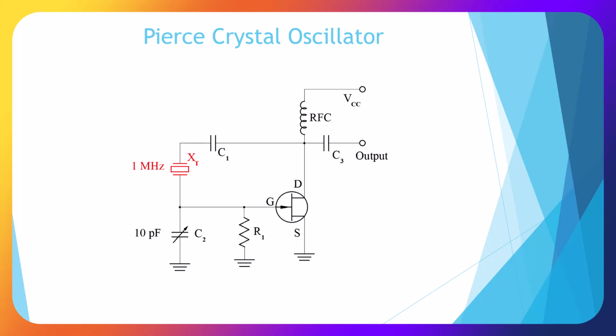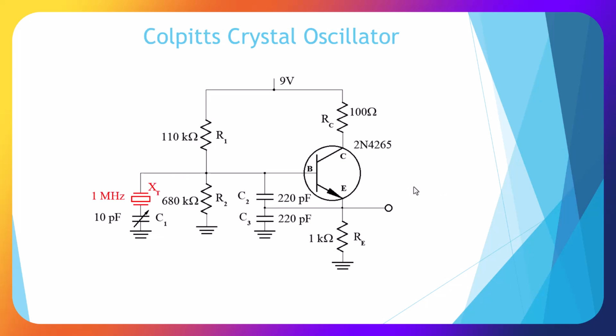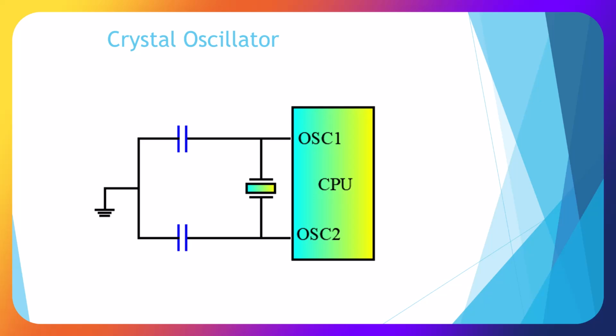Here's a crystal oscillator. It's a Pierce crystal oscillator with the crystal setting the frequency. And this is a junction FET. And there's a circuit for the Pierce crystal oscillator. Here's a Colpitts crystal oscillator. Here's a crystal setting the frequency and using an NPN transistor as the amplifier. And this one's frequency would be based on the crystal. Here's a crystal oscillator circuit used for the clock of a microprocessor or a microcontroller, and it's added a couple capacitors.